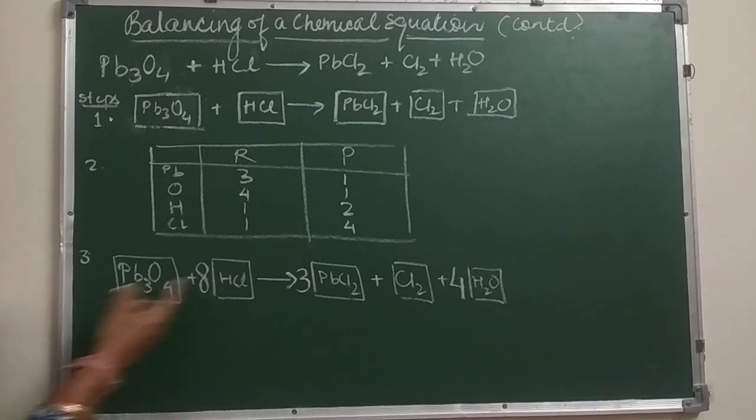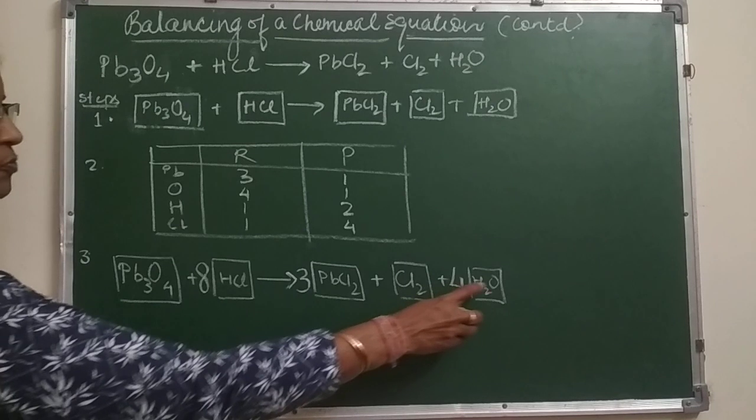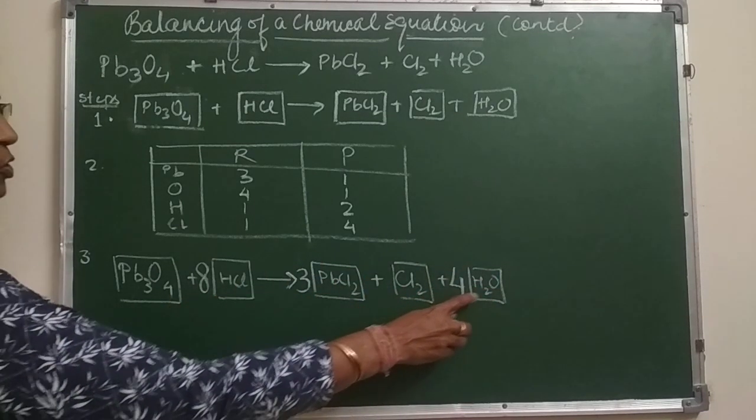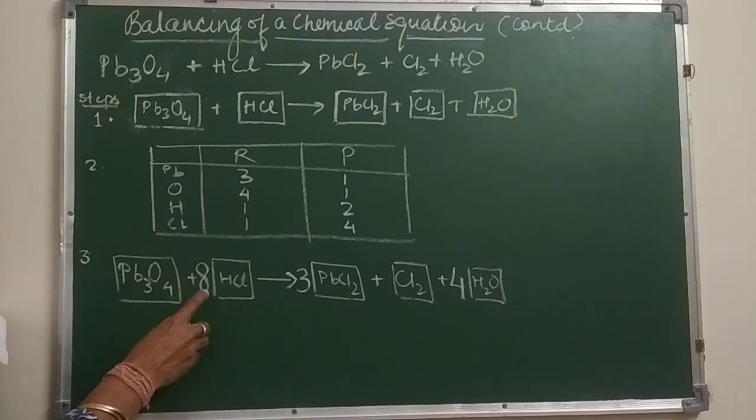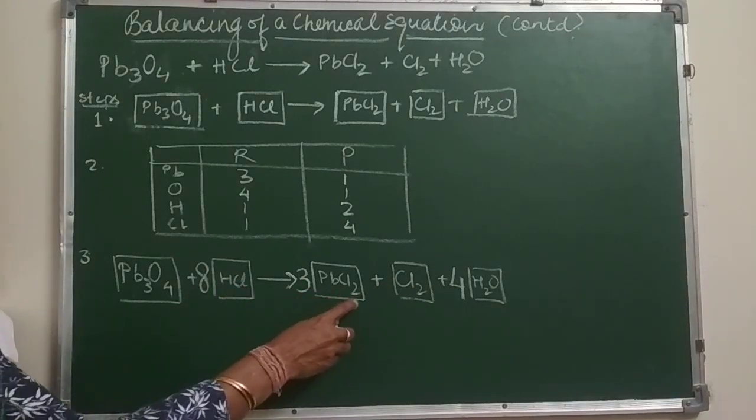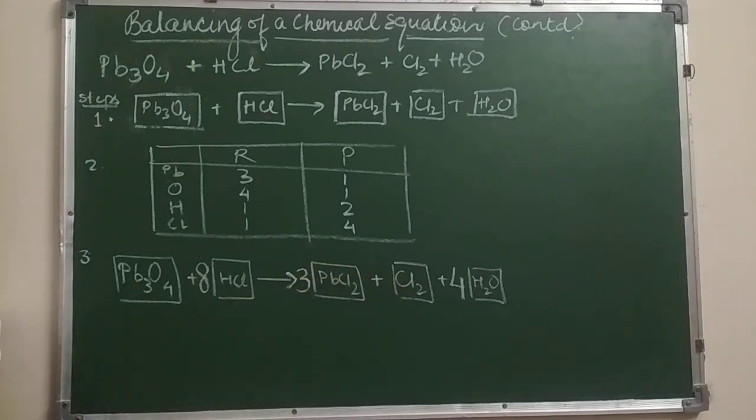Lead 3 on the left hand side, 3 on the right hand side, oxygen 4 over here, oxygen 4 on the right hand side also, hydrogen is 8, hydrogen is also 8 over here, chlorine is 8 Cl over here, and here 3 into 2 is 6 plus 2, 8. So the equation is balanced.